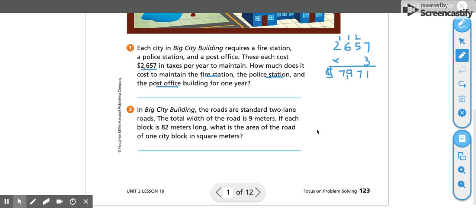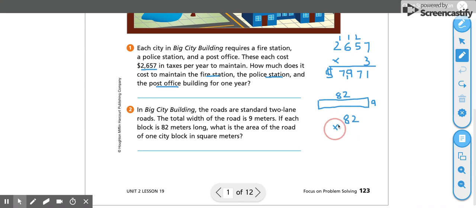All right, question number 2. It says, in Big City Building, the roads are standard 2-lane roads. The total width of the road is 9 meters. If each block is 82 meters long, what is the area of the road of one city block in square meters? So I like to draw a picture. We know that the length of the block is 82 meters, and we know that the width of the block is 9 meters. So in this case, to find the area of these two, I'm going to multiply 82 times 9.